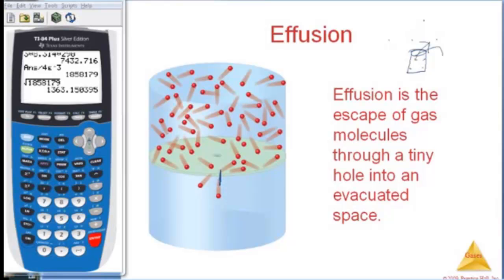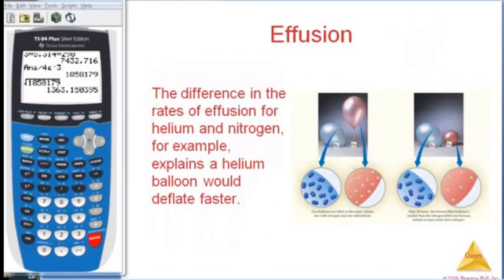Okay, so we're going to be looking at what's the rate of effusion. We can look at, for instance, the difference of the rates of effusion for helium and nitrogen. As you would imagine, the nitrogen is a bigger molecule, so it is going to effuse more slowly than helium would. If I filled two balloons, one with helium and one with nitrogen, the one with helium is going to deflate faster because it's going to come out these tiny little gaps that are in the balloon.